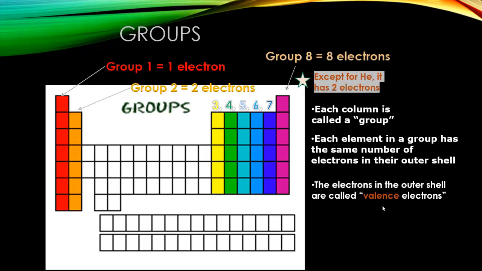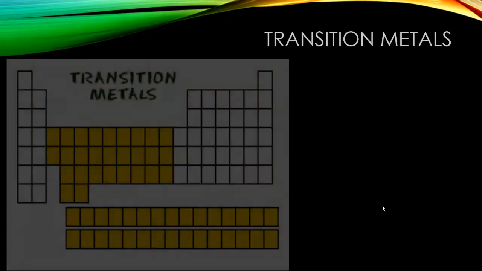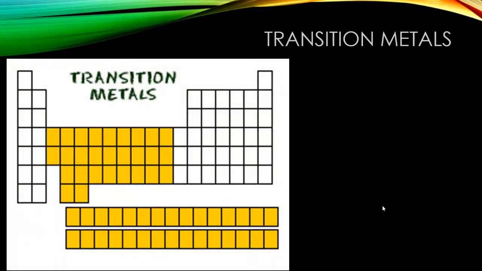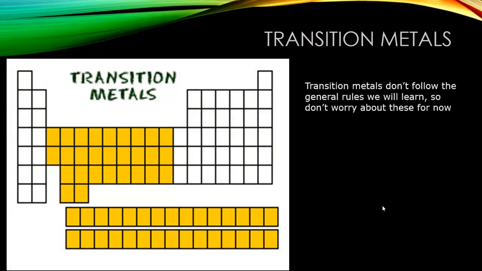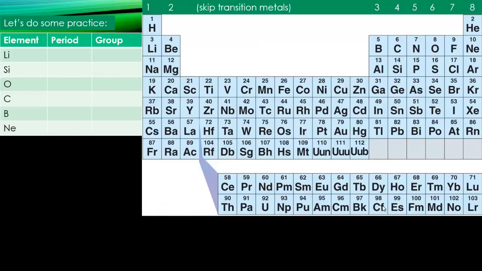The only element that breaks this rule is helium, and that's because helium is in group 8, but it's only the second element, 18 or 8, depending on how you classify it. But because it's only the second element, it's only counted up to number 2, so it can only have 2 electrons. The transition metals are all those ones in the middle there. We are not going to be using those, and that is because transition metals don't follow the general rules that we're going to learn, so don't worry about those ones. Okay, so let's do some practice.